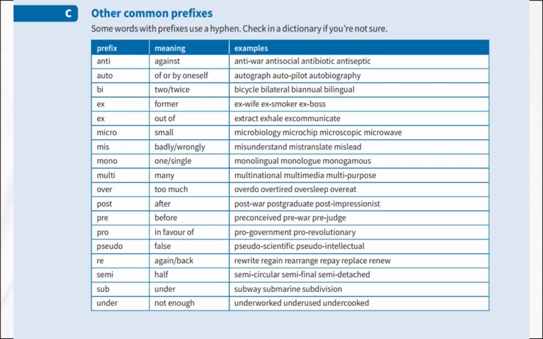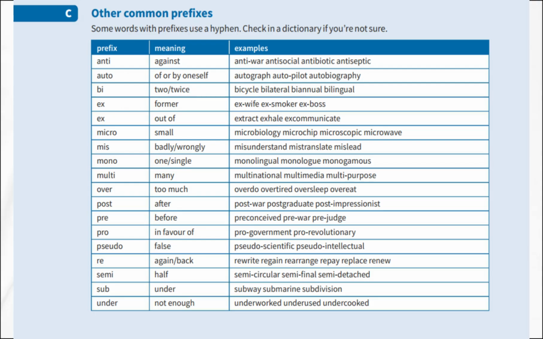Ex can mean former. For example, ex-wife, ex-smoker, and ex-boss. It can also mean out of. For example, extract, exhale, and excommunicate. Micro means small. For example, microbiology, microchip, microscopic, and microwave. Mis means badly or wrongly. For example, misunderstand, mistranslate, and mislead. Mono means one or single. For example, monolingual, monologue, and monogamous.